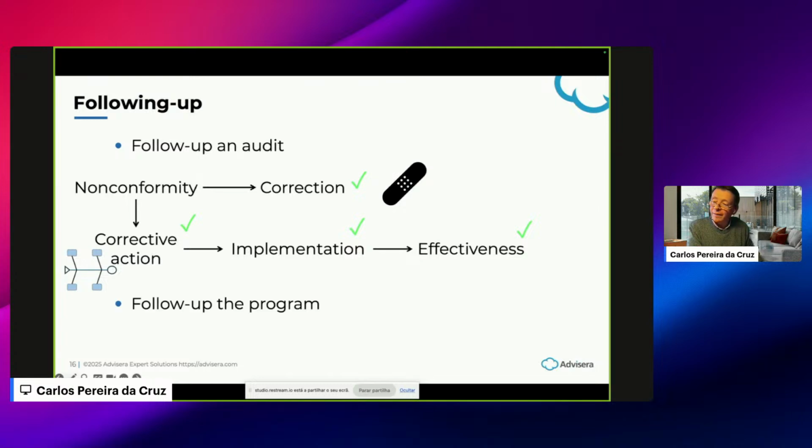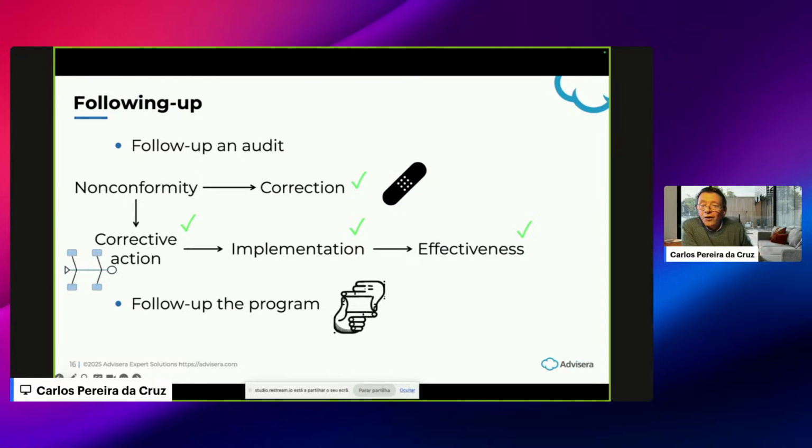And following up on the program involves looking into the whole set of audits included and taking a big picture. What have we learned about our organization? What kind of value did audits add to the organization this year or last year? What was okay? What was not okay? And what needs to be changed in next year's program?